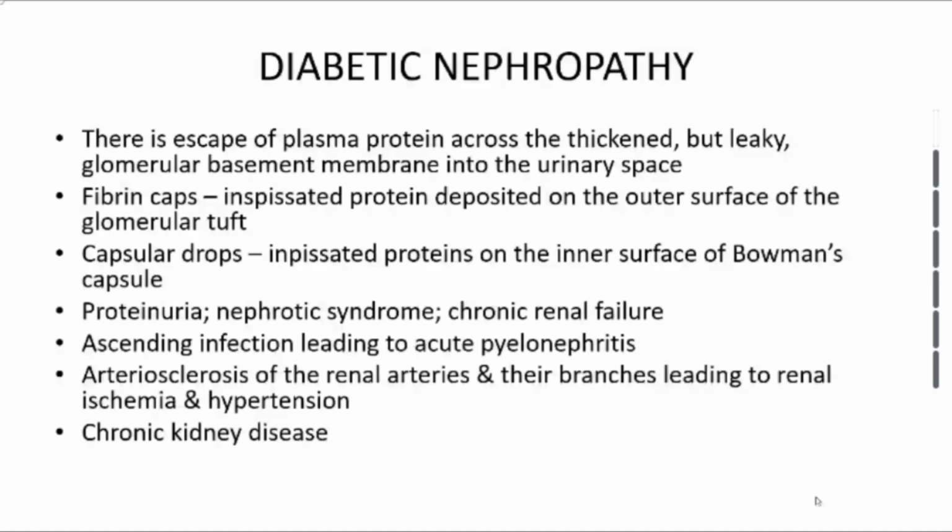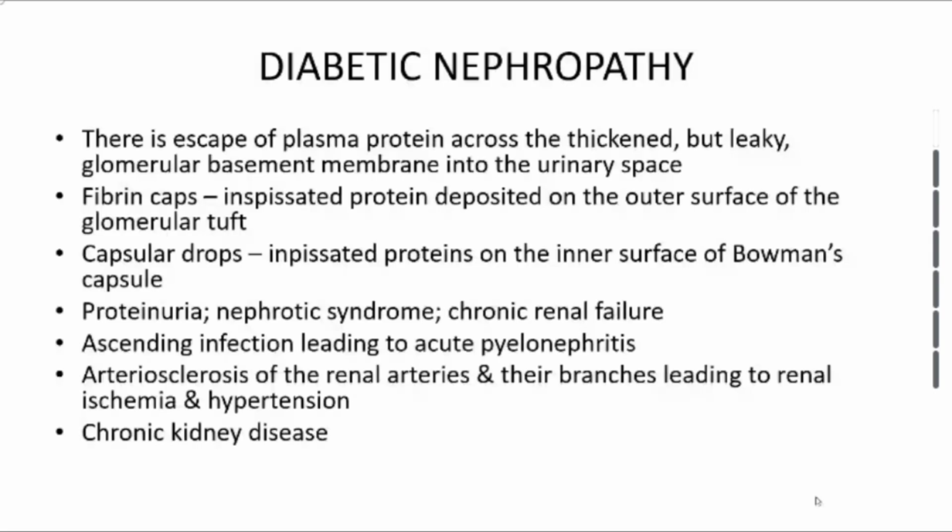Then there is escape of plasma protein in diabetic nephropathy across the thickened but leaky basement membrane. So although the basement membrane is thickened, it is leaking into the urinary space. Fibrin caps are inspissated protein deposits on the outer surface of the glomerular tuft. Capsular drops are the inspissated proteins on the inner surface of the Bowman's capsule.